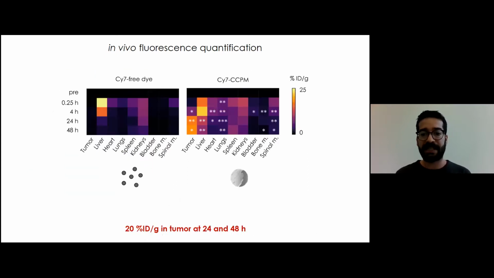By summarizing this table in this nice heat map, we can see how nicely the profile changes overall. We see that everything is shifted towards tumor targeting when we use the nanoparticle. And because the nanoparticle circulates longer, it can even achieve better targeting in distant tissues that are hard to target, for example, spinal marrow. The outcome is that by targeting the tumor with this nanoparticle, we achieve almost 20% of injected dose per gram of tumor at around 24 and 48 hours post-injection.